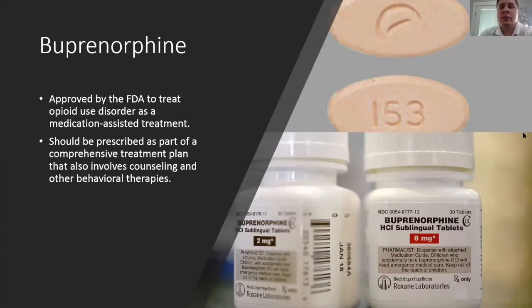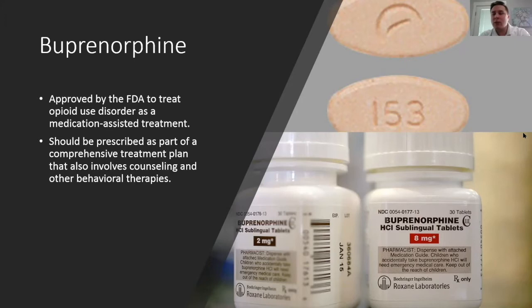The next medication I'll talk about is buprenorphine. It was approved by the FDA to treat opioid use disorder as a medication-assisted treatment, part of a comprehensive treatment plan that also involves counseling and other behavioral therapies. Usually it's used in conjunction with many of the other forms of therapy for helping patients that have an opioid use disorder. There are counseling sessions that can help a patient to understand and just talk through the disorder.